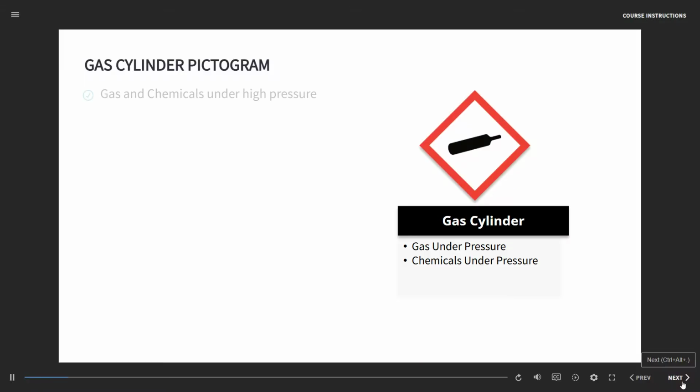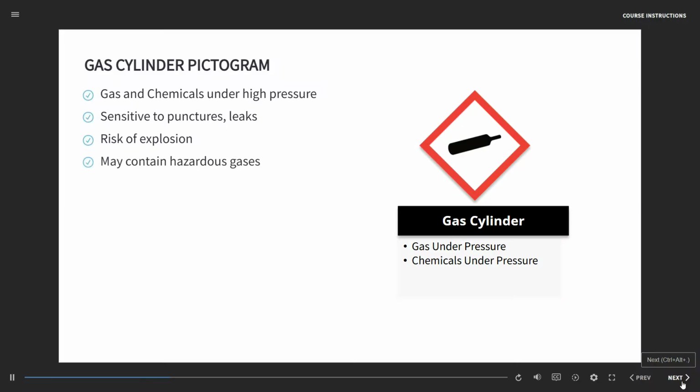This symbol of a gas cylinder. This pictogram is used to identify that the gas contained in a cylinder or other similar storage device is under high pressure and will be sensitive to punctures or leaks, providing the risk of explosions or allowing the cylinder to turn into a makeshift projectile. Oftentimes, the gases contained within these cylinders are hazardous themselves, so always be aware of attached labeling.